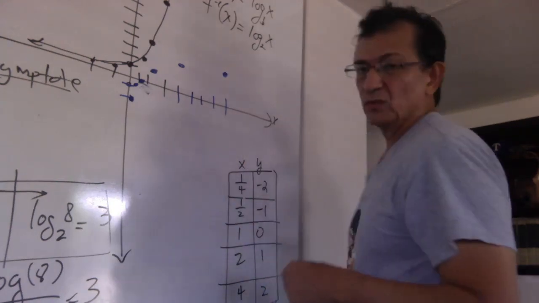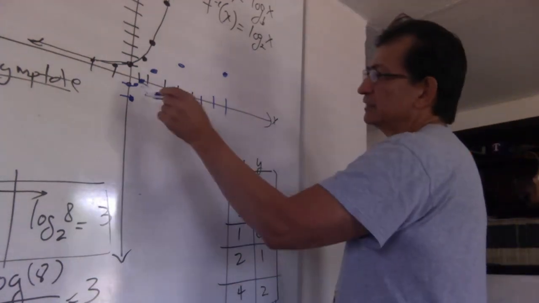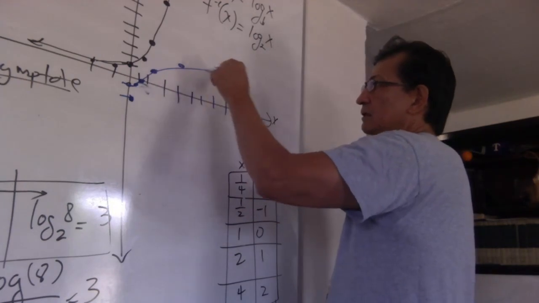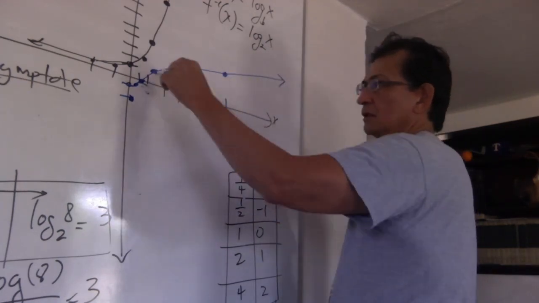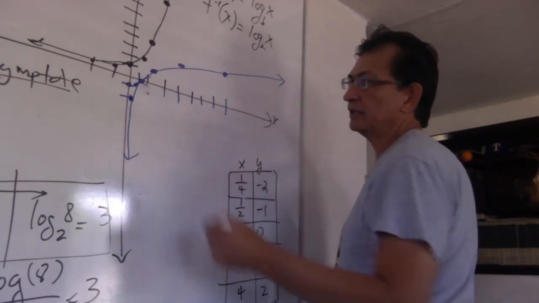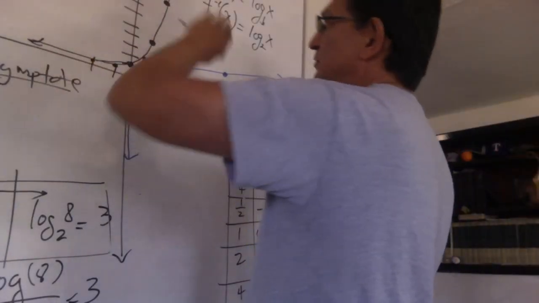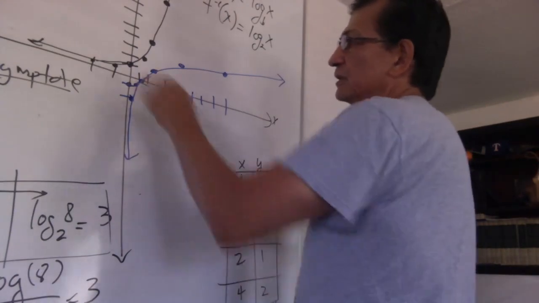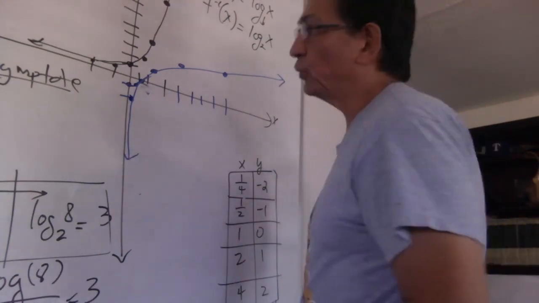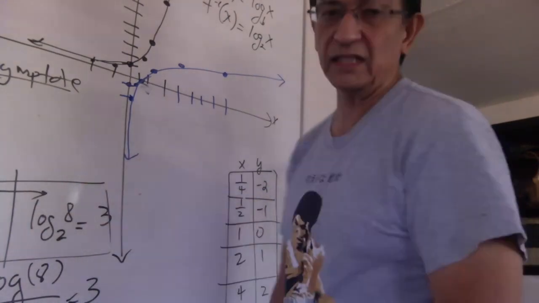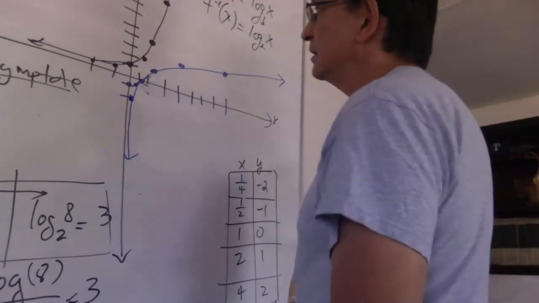Okay, so what this sort of looks like, if you connect the dots, is that. And basically these are mirror images of each other. If I could flip this over on this side, you will get the points. Because remember, I just switched the points over.